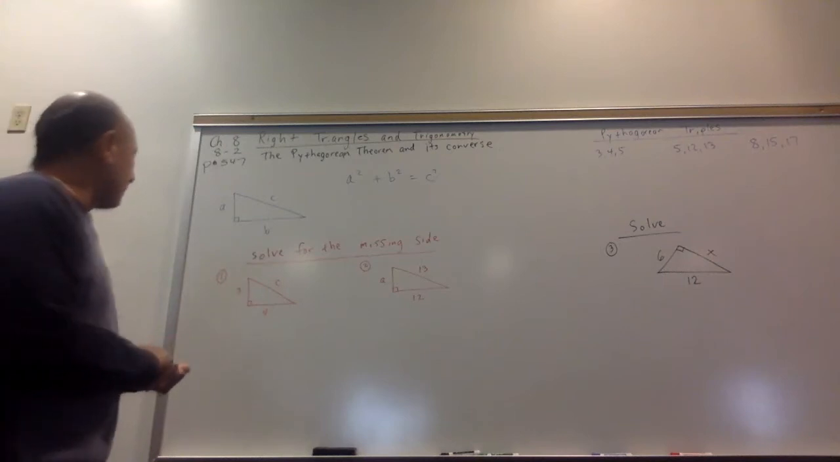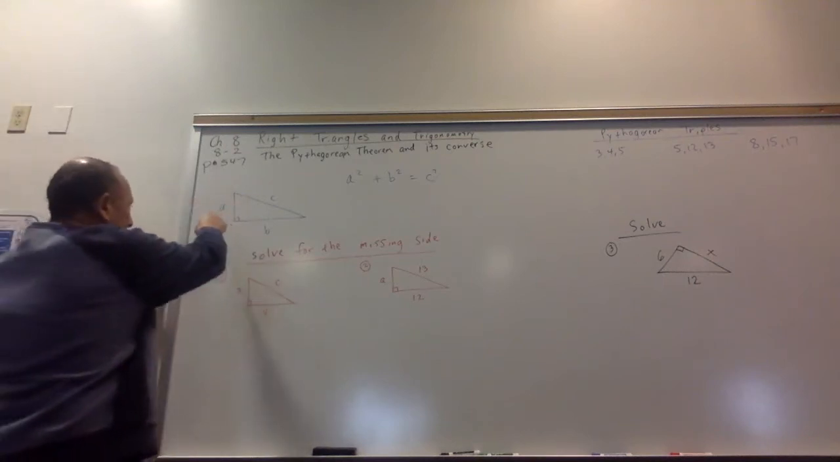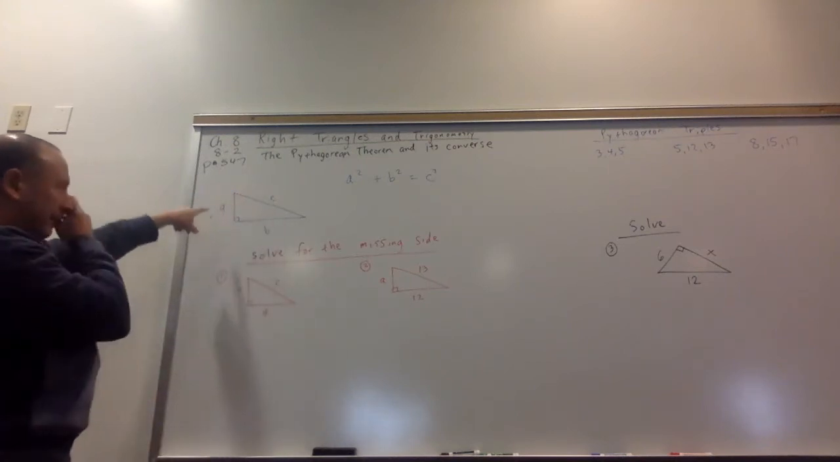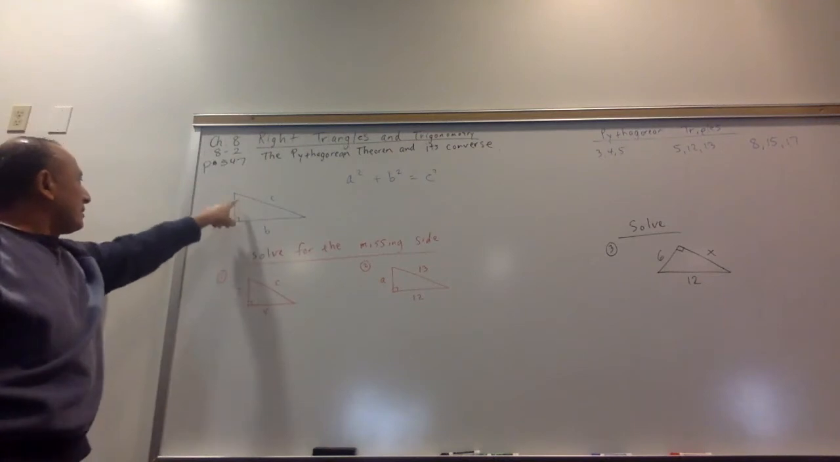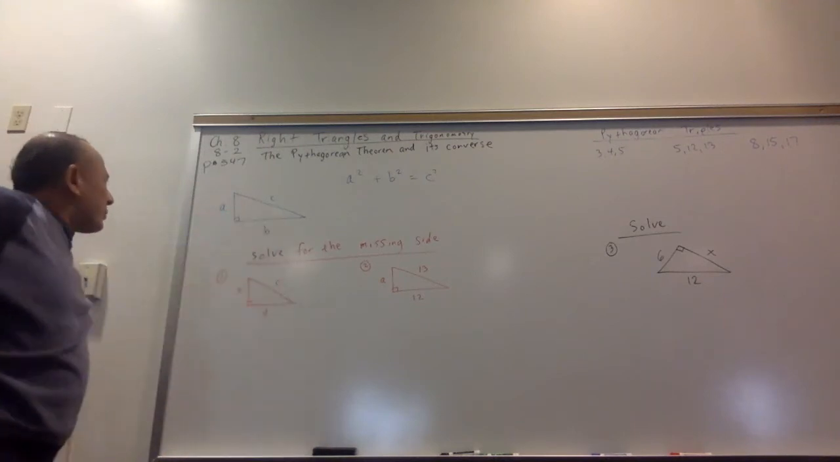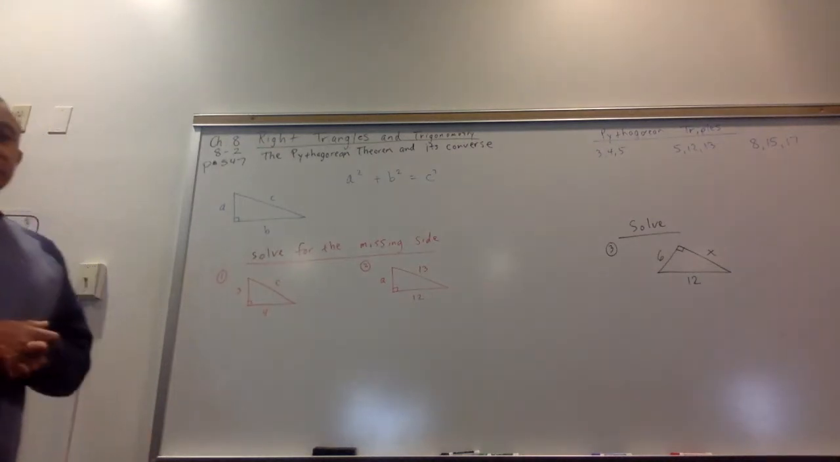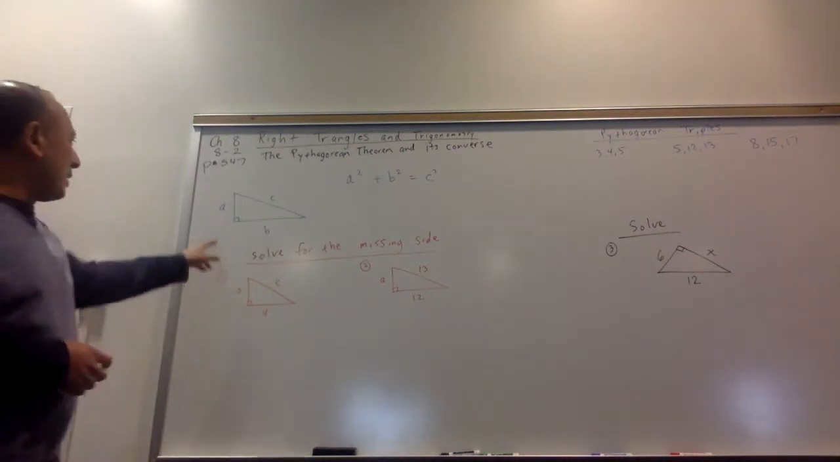In a right triangle, you have two legs and a hypotenuse. The hypotenuse is the longest side. It's opposite the right angle. Biggest side opposite biggest angle, because these two angles have to be acute. As far as which is bigger between A and B, that doesn't matter. They could even be the same size. But we're going to call our legs A and B and the hypotenuse C.